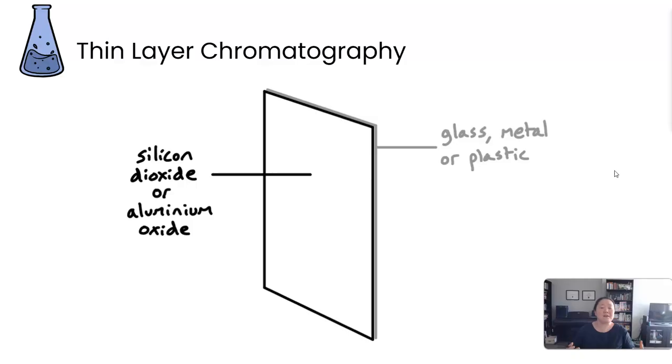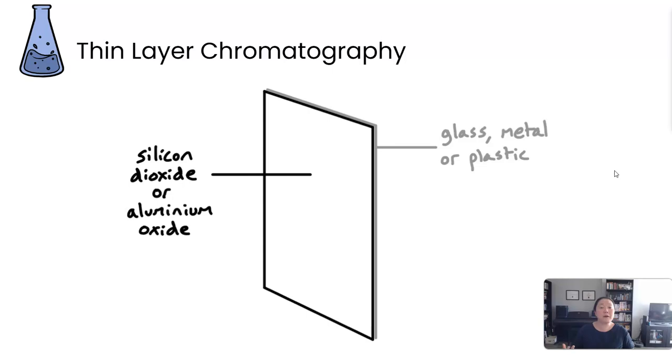The only difference is what you're doing the chromatography on. For thin layer chromatography, you start out with some kind of base material. This can be glass, or it can be metal, or it can be plastic. After that, you add a thin layer of something like silicon dioxide or aluminum oxide. And then you put the sample on here, and then everything happens.